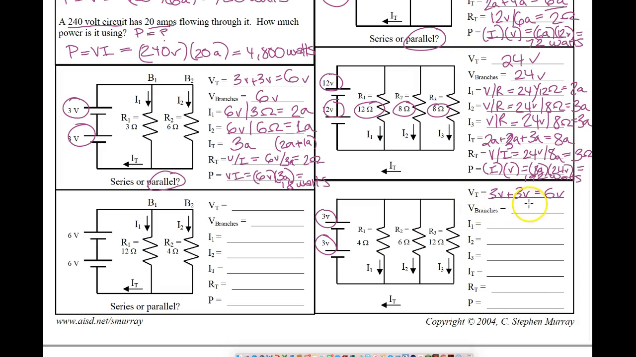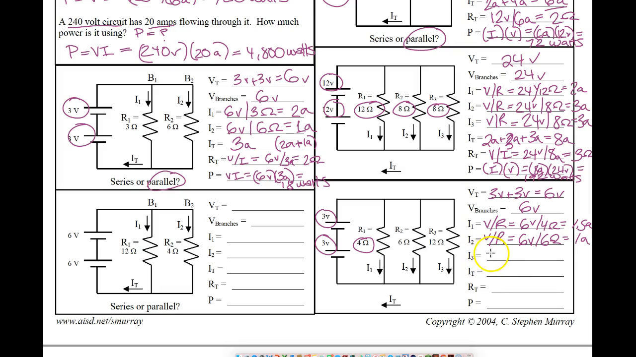The branches receive the same amount, 6 volts. We're looking for the current, and so we find the current by taking the voltage divided by the resistance, and that is going to be 6 volts divided by 4 ohms for the first, which gives us kind of a funny number, 1.5 amps. The next one, voltage divided by resistance, so it's 6 volts divided by 6 ohms, and this is an easy one. This is going to be 1 amp.